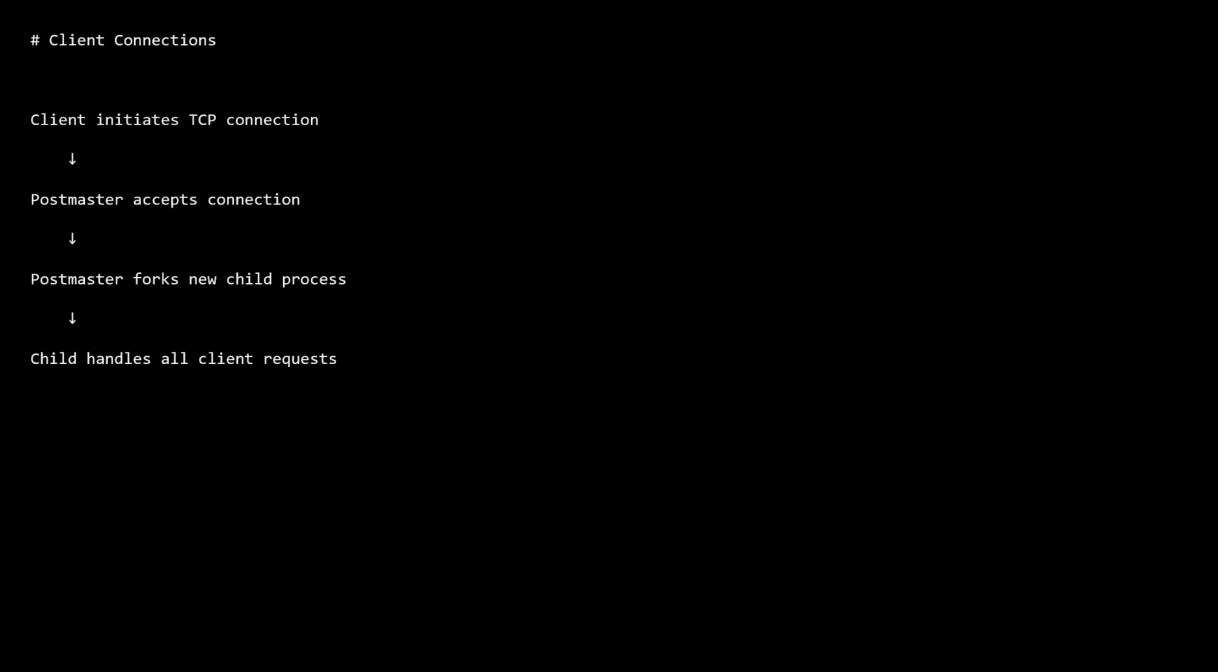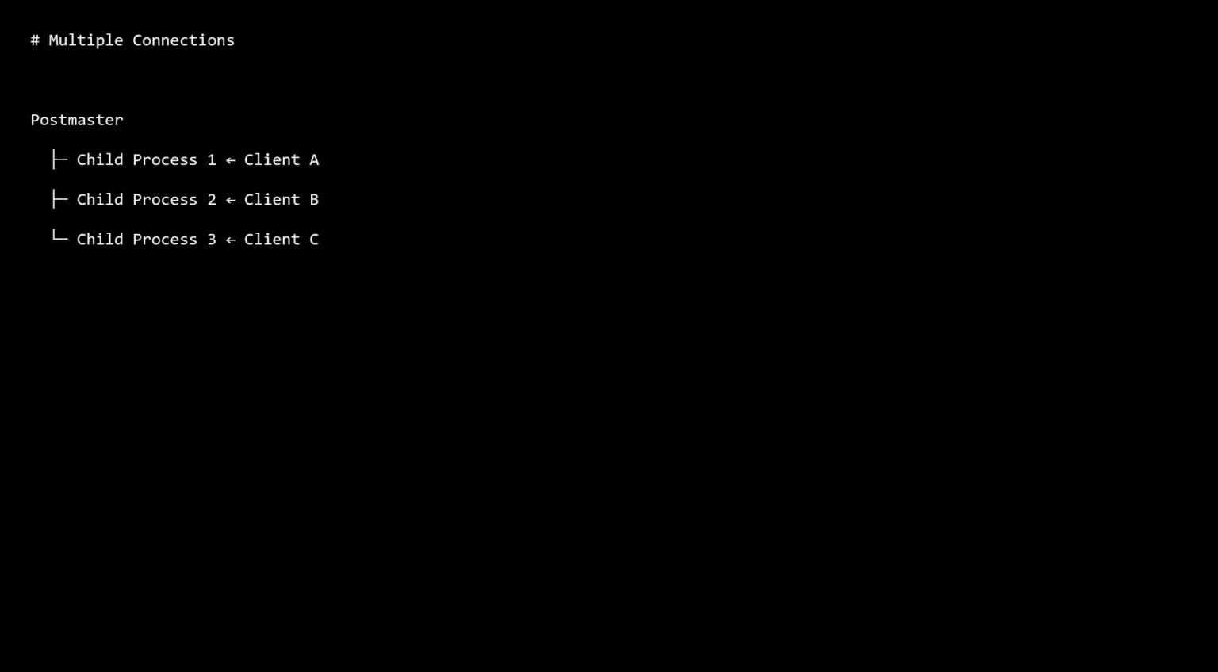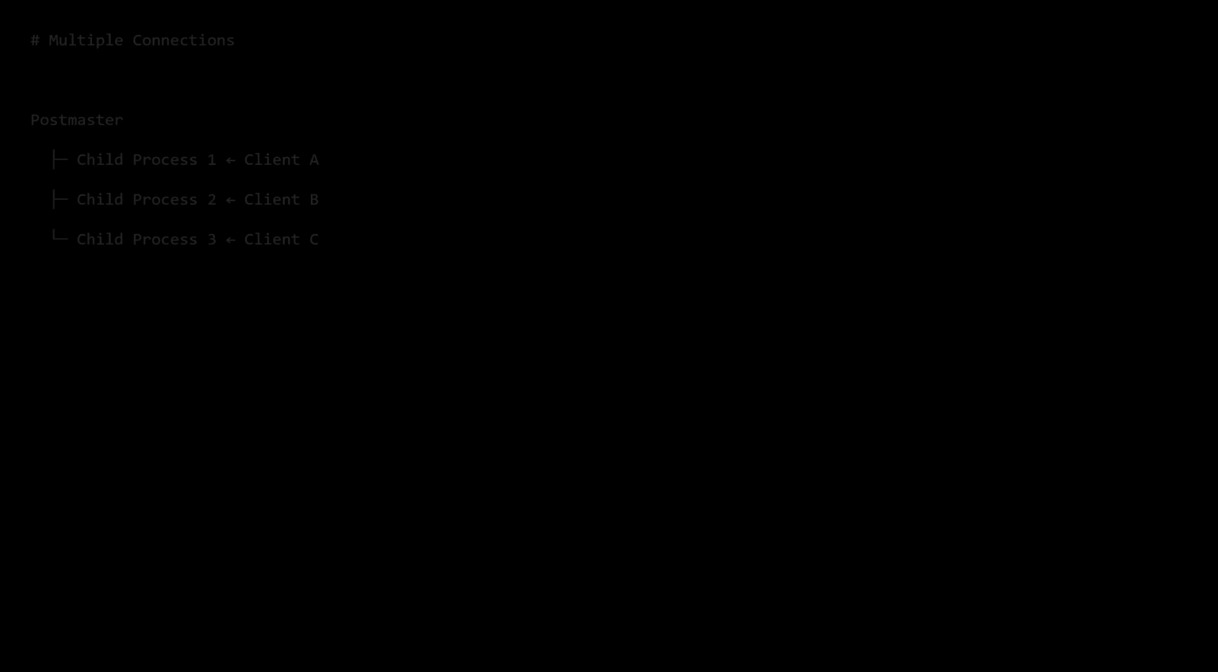When a client connects via TCP, the postmaster creates a dedicated child process for that connection. One connection equals one child process. Each client connection gets its own dedicated child process. This is a core design decision in PostgreSQL.